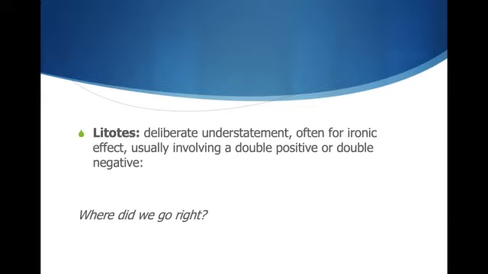For example, if you said, "Where did we go right?" You're probably stating that for ironic effect. You've probably had a lot of things going wrong. You probably expected things to go wrong. So you've now turned that understatement over on its head. You've done a complete 180 and you said, well, we kind of know we were expecting things to go wrong. Where did we go right?